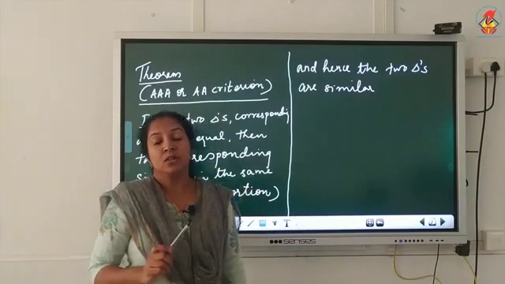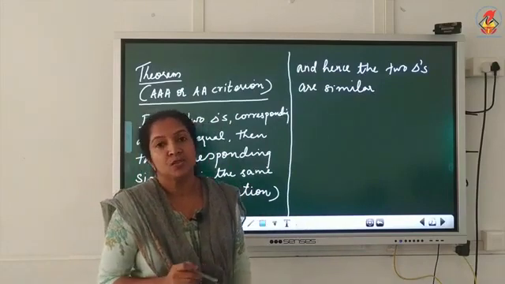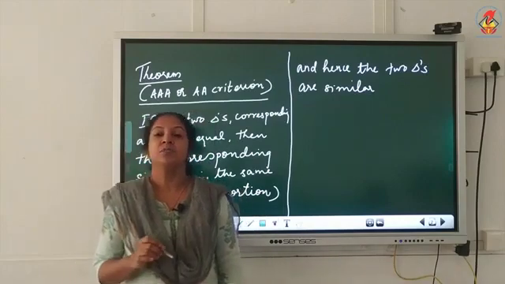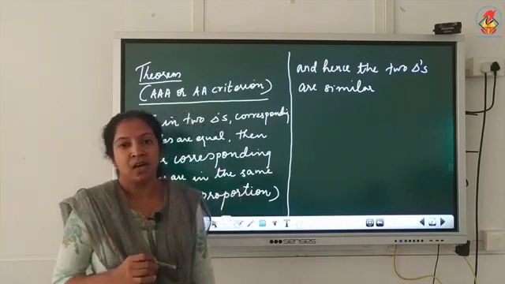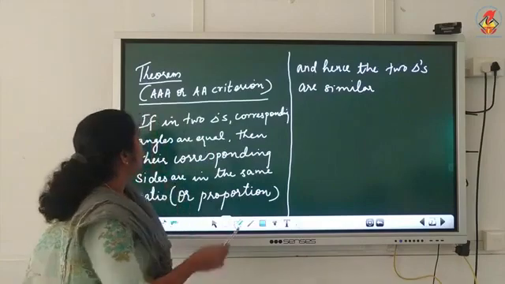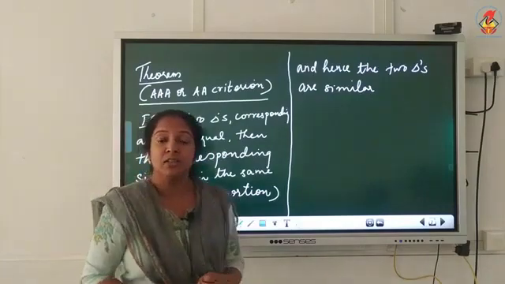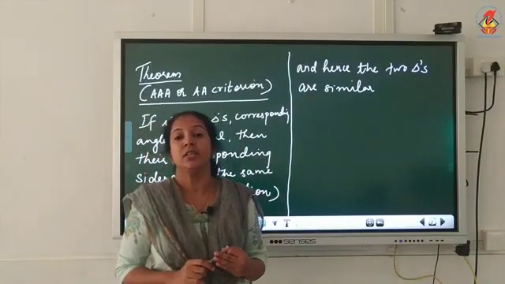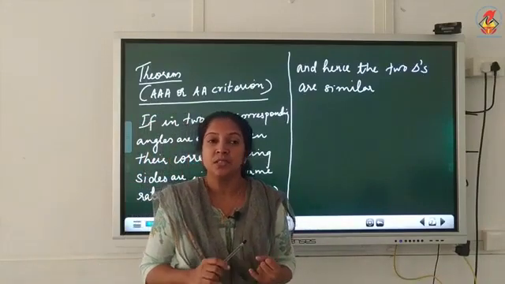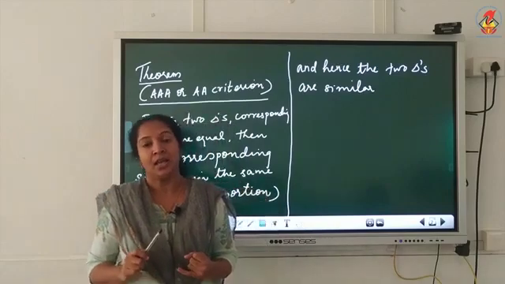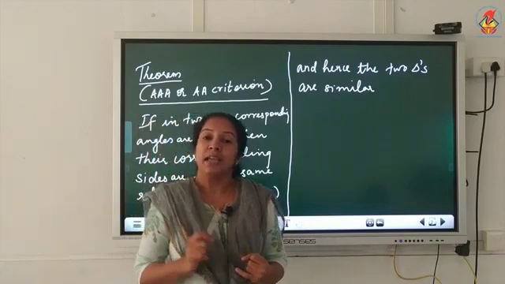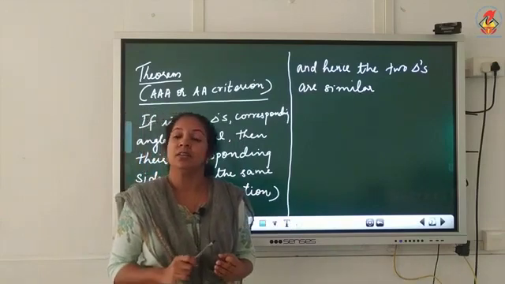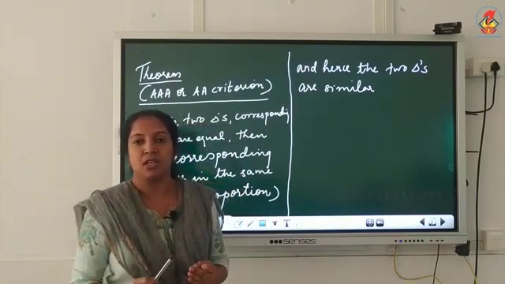So what we are going to learn is criterions for similarity. Like congruence, we have similarity conditions. We have some similarity conditions which are AA criterion, SAS criterion and SSS criterion. Only three criterions are there. First one is either you can say AAA or AA criterion. Next one is SSS criterion. Next one is SAS criterion.